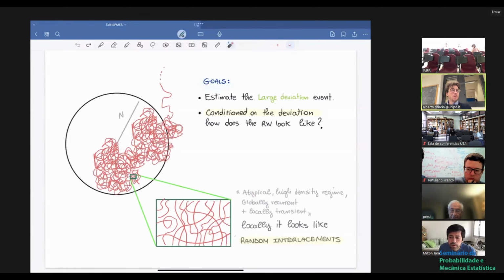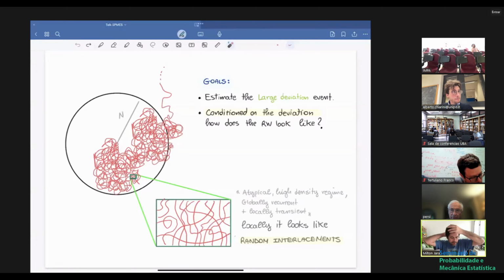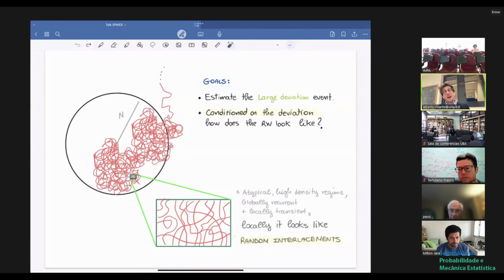And we will be able, yes? Alberto, also, just at the heuristic level, is there a simple argument why it should actually look like a random interlacement? At the heuristic level, I mean, I will come back to that. Okay, perfect. That's all what the talk is about, finally.